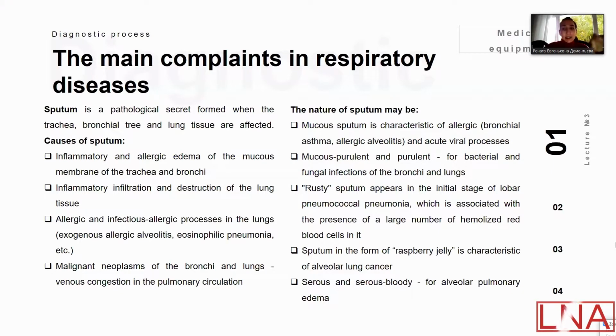So rusty, yeah. Sputum in the form of raspberry jelly is significant of alveolar lung cancer. Serous and serous bloody sputum is significant for alveolar pulmonary edema.